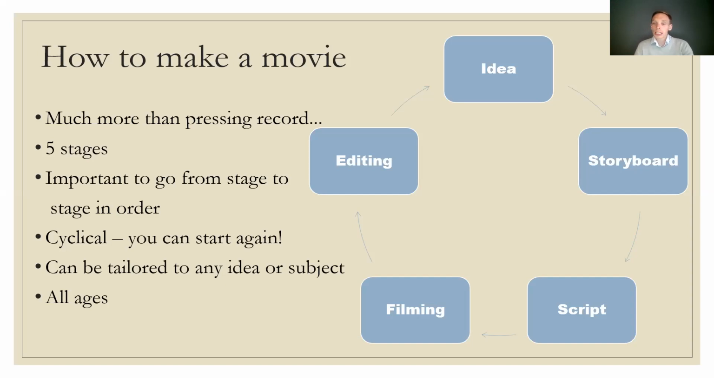Once you're finished with editing, what do we do? We start again on another movie. So it goes round in a circle. You can do it on anything you want. Again, just watch my ideas video and you'll get a great idea. And this can be for any age. You could have a brother, a sister, a friend, mom, dad, your granny, your granddad, anyone around helping you in it. It's from ages 1 to 100.